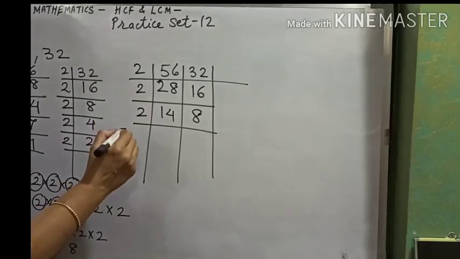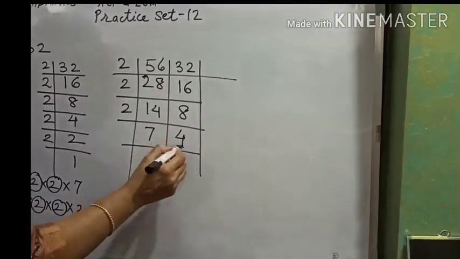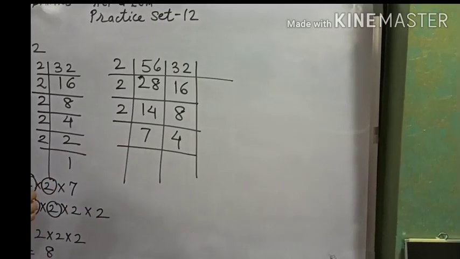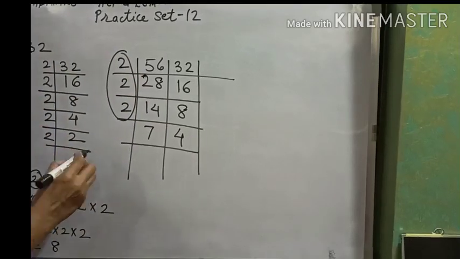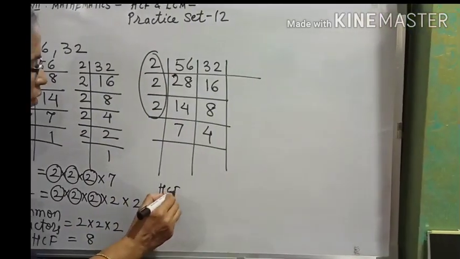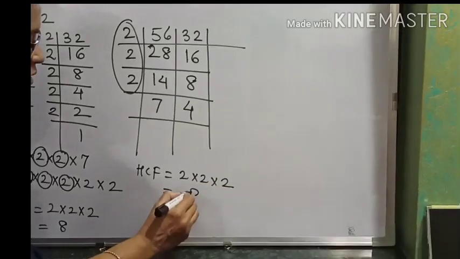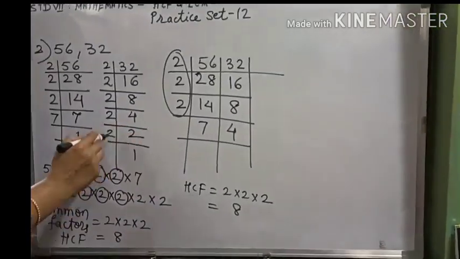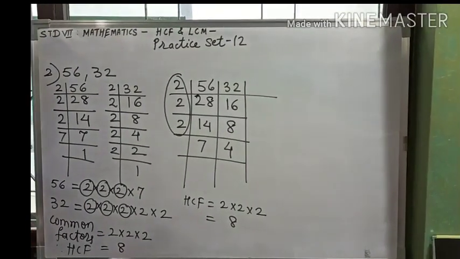Divide by 2. 2 7s are 14 and 2 4s are 8. Further we cannot divide 7 and 4. So our HCF is multiplication of these numbers. So HCF is equal to 2 multiplied by 2 multiplied by 2, that is 8. So any one method you can use to find out the HCF.